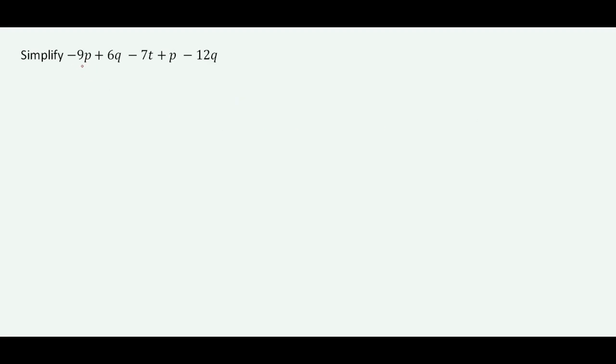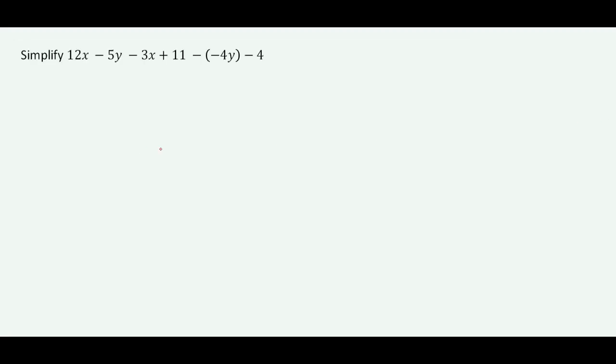Another example, so we have P, we have Q, and then we have T. So now we're going to start with minus 9P plus P plus 6Q minus 12Q minus 7T. So minus 9P plus P is minus 8P, and 6Q minus 12Q, that's minus 6Q, minus 7T. You can put an equal sign here. So that's our final solution.